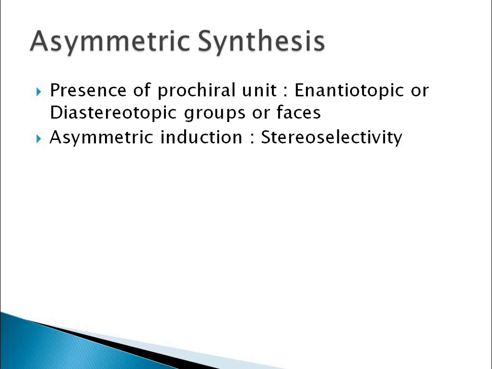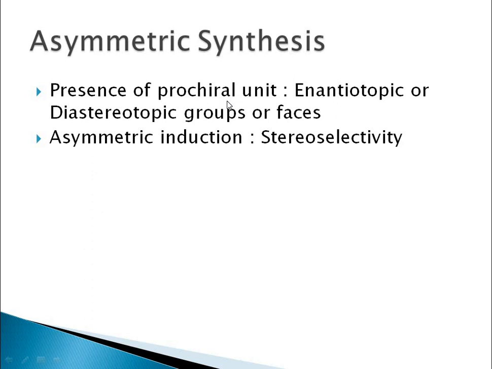We now move on to the important concept of asymmetric synthesis and then our name reactions. What is asymmetric synthesis? It is when we are trying to synthesize a chiral compound from a compound which does not have any chirality, or when we are trying to synthesize a stereoisomer from some compound which itself is not a stereoisomer. So what are the conditions which are required?